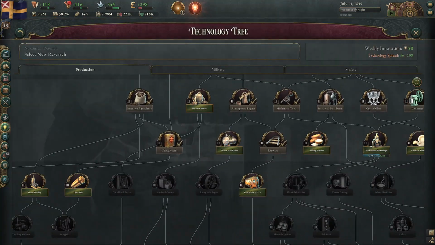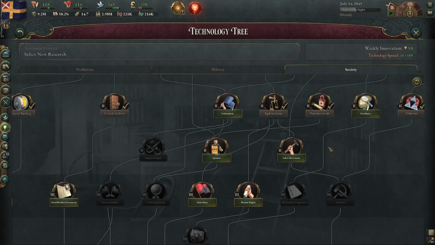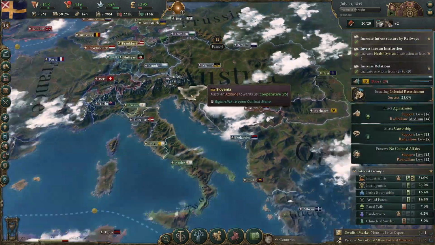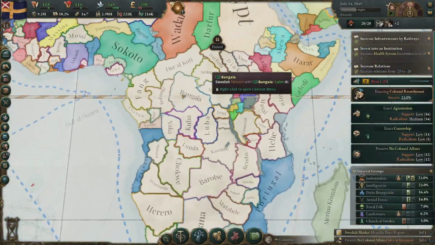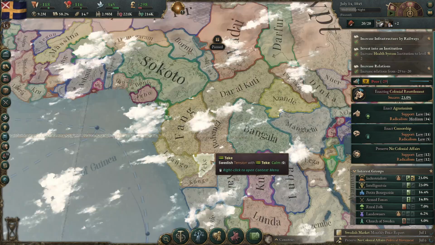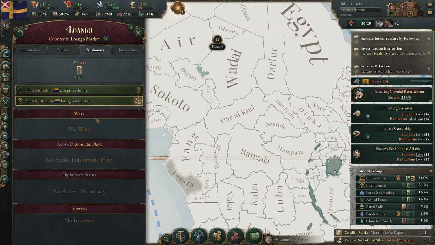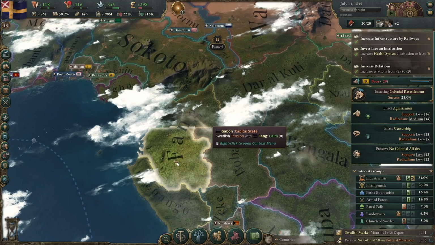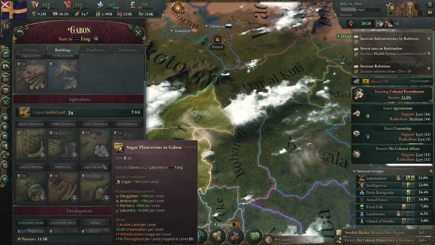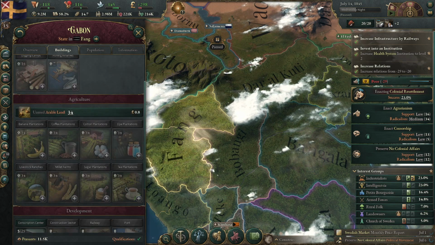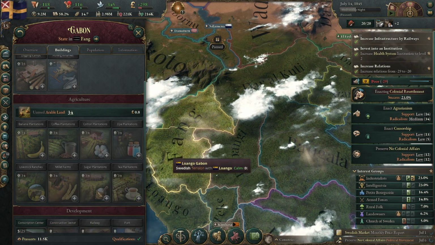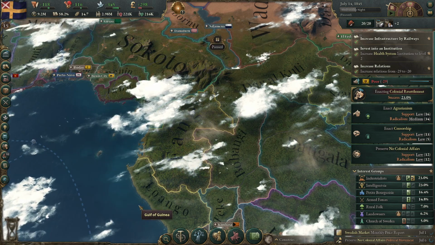Okay, so because we've gone for colonial, I think we will research quinine. Now, if you're not sure why I'm researching quinine, well, off camera, what I was doing was looking around where we could build a colony. And I actually quite like this area here. We click on here, information. It's the overview. We've got turmoil, but if you look at the buildings down here, we've got bananas, coffee, cotton, dyes, livestock ranches, millet, sugar plantations in Fang.